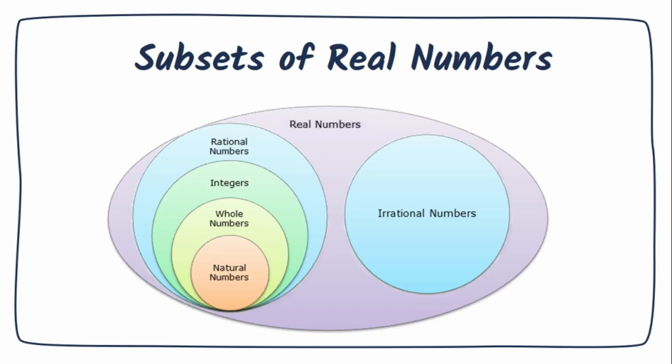Next, I have here the Venn diagram for the subsets of real numbers. If you remember, we discussed subsets in week number 1, our very first lesson. Here we have the natural numbers, which are a subset of the whole numbers. So natural numbers are part of whole numbers. Next, the natural numbers and whole numbers are subsets of integers. Meaning, all natural numbers and whole numbers can also be considered integers.